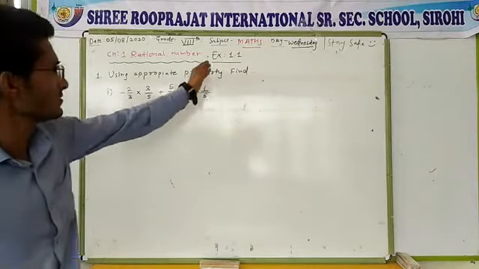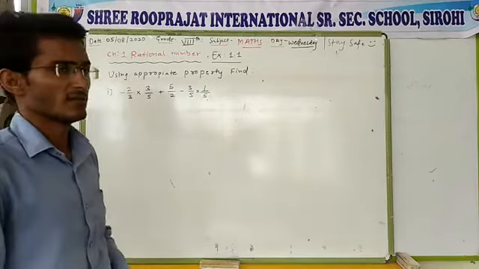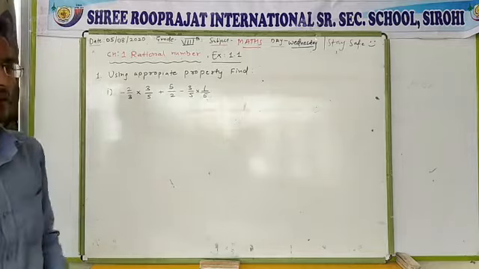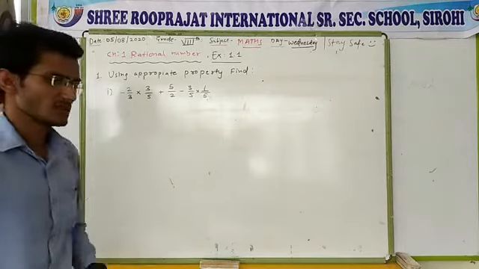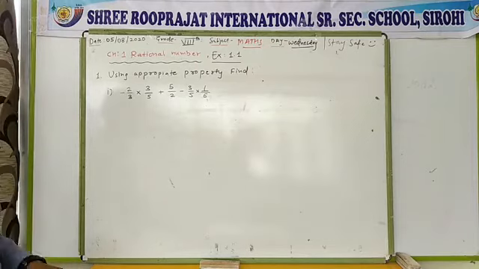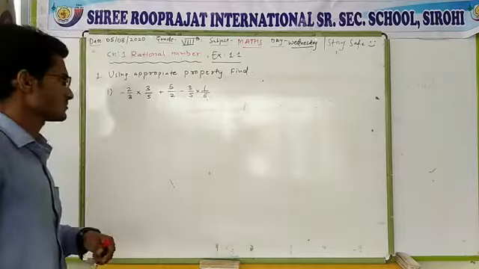Now we are going to solve our exercise 1.1. First of all, question number 1. Using appropriate property, find. One question is given, and you have to find its value. There is one more question given, which you have to solve yourself. So, question number 1.